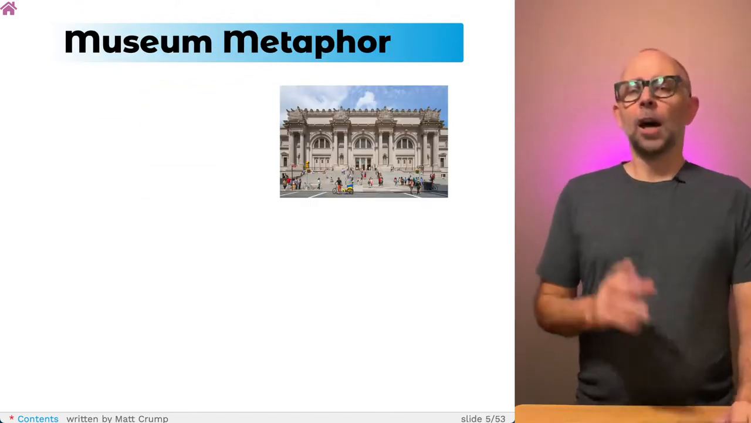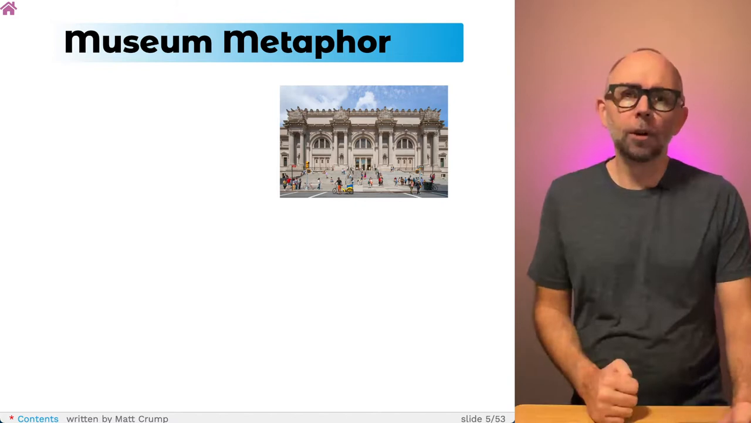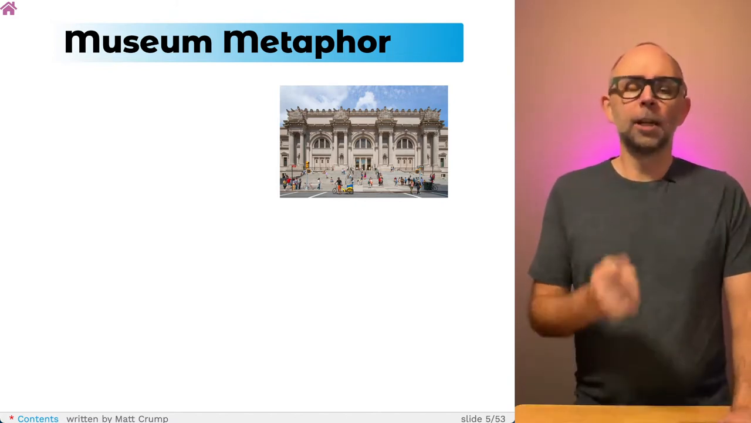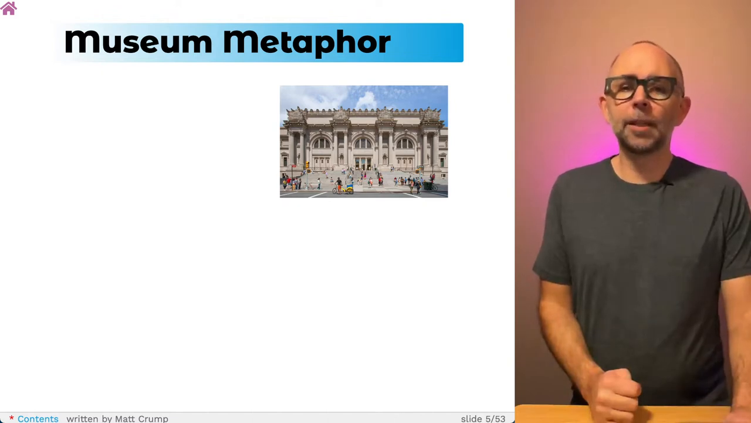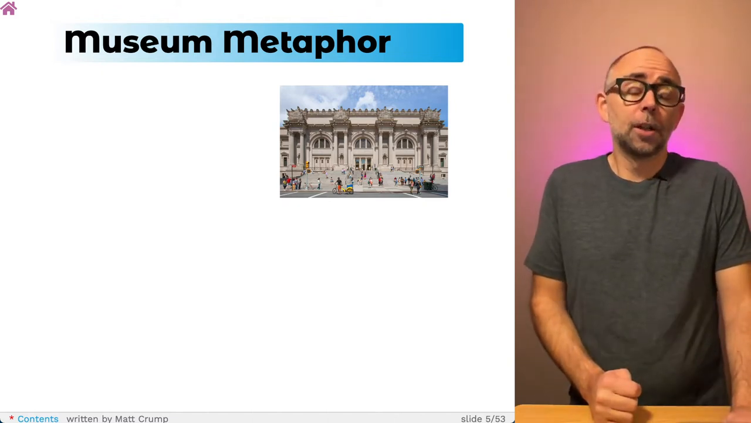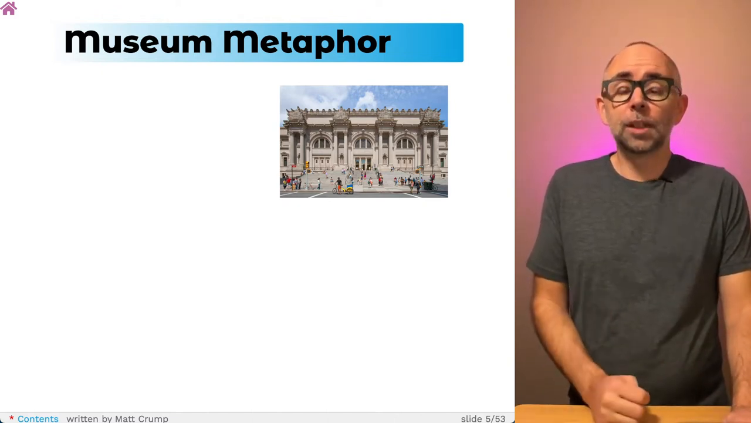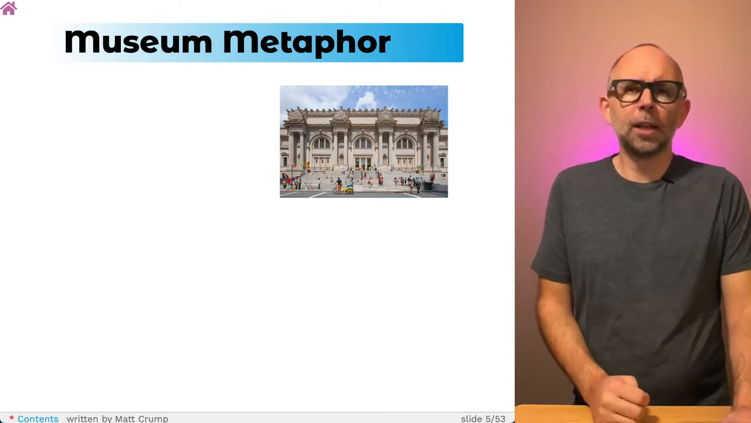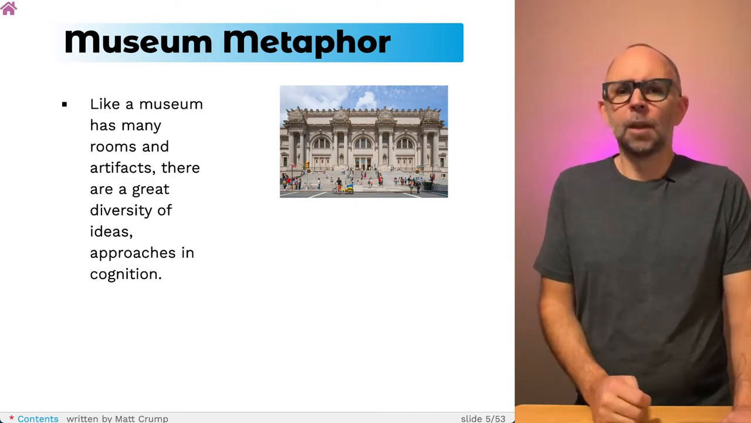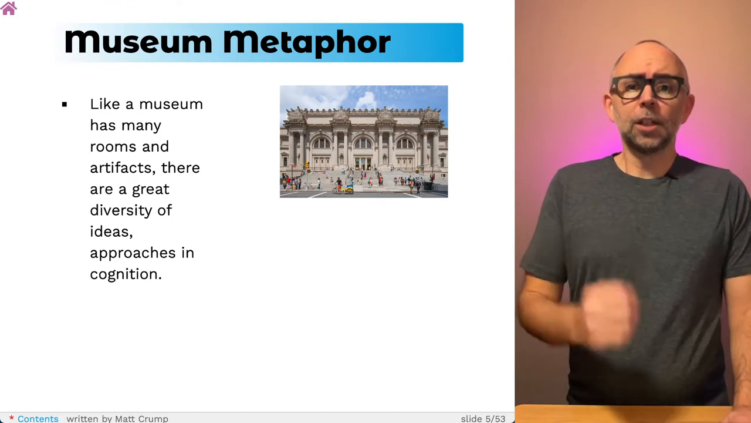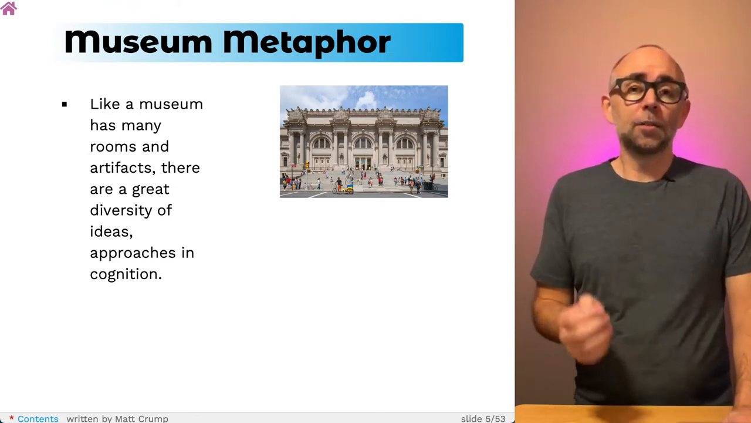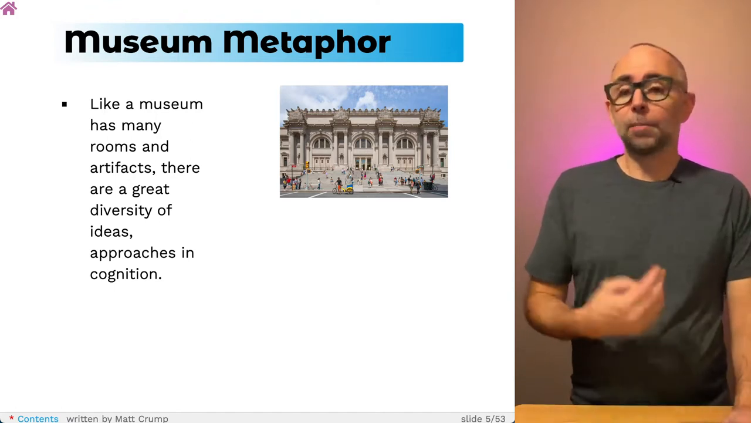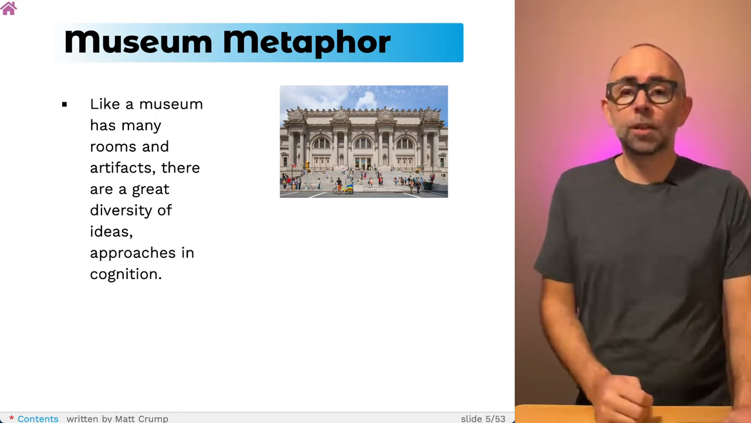All right, I want to use a museum metaphor for this entire course. We've got a picture of the Metropolitan Museum of Art here. If you've ever been there, it's very large. There's too many rooms in this thing to see in one day. There's way too many artifacts. So cognition is like this museum. It's got a lot of diversity of things and people and places and ideas and approaches.